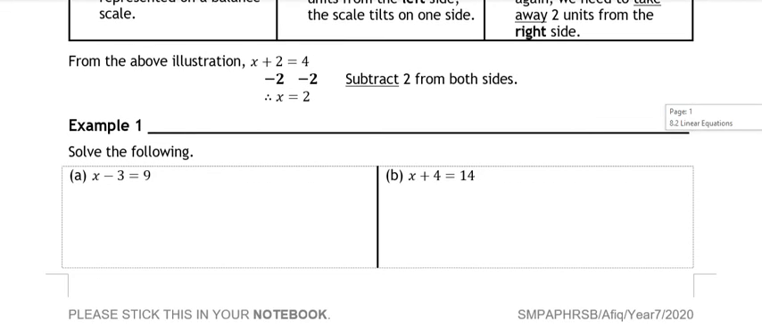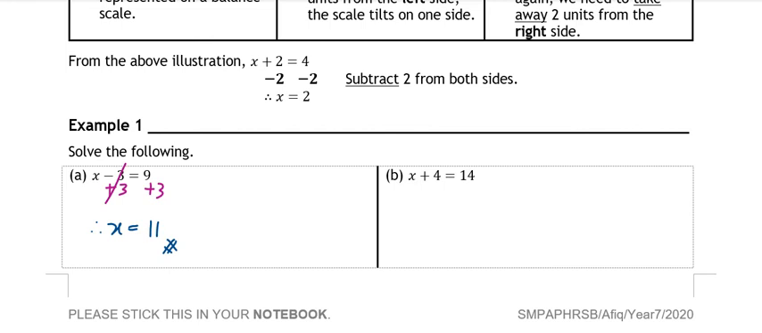So let's apply the idea on example number 1. Part A, solve the following: x minus 3 equals 9. Here, you can see that you need the opposite of what you see in your equation. You have minus 3, so what you are going to do is add 3 on both sides. Negative 3 plus 3 cancels, so you are left with x equals 9 plus 3 equals 11. You can double check once more: is it true that 11 minus 3 equals 9? Yes, it's correct.